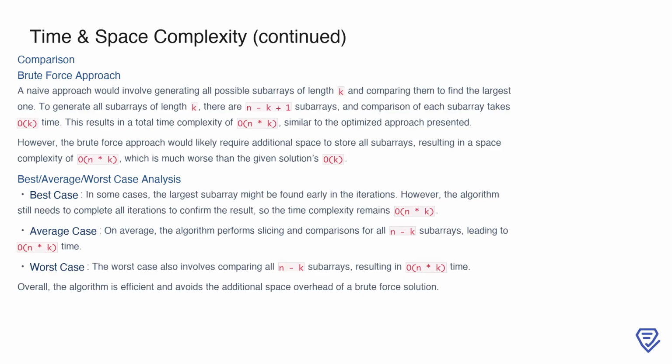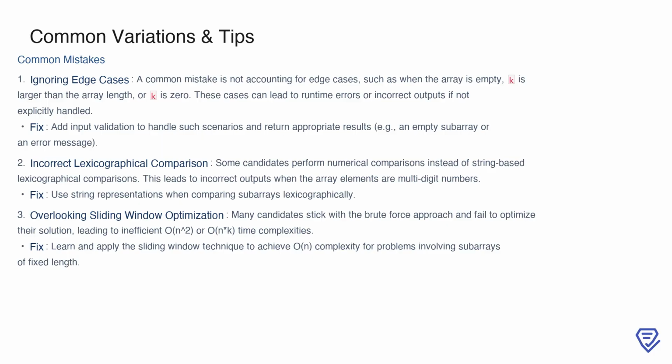When analyzing the best, average, and worst cases for this algorithm, the time complexity consistently remains O(n * k), because all iterations are necessary to ensure correctness. Overall, this optimized approach is both time-efficient and space-efficient, avoiding the overhead of storing unnecessary subarrays while maintaining a manageable computational cost. When solving this problem, there are a few common mistakes to be aware of.